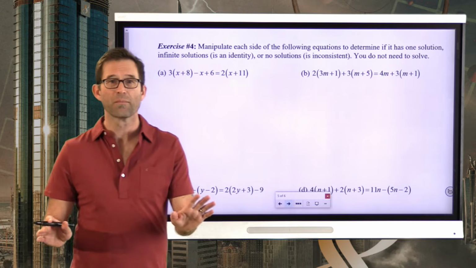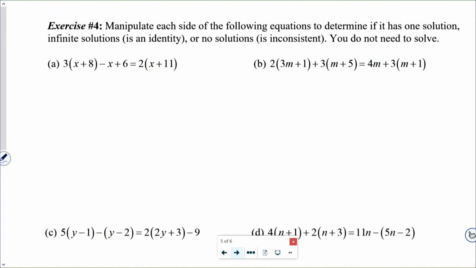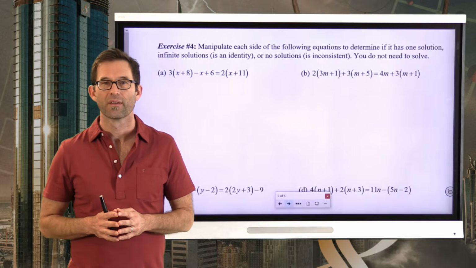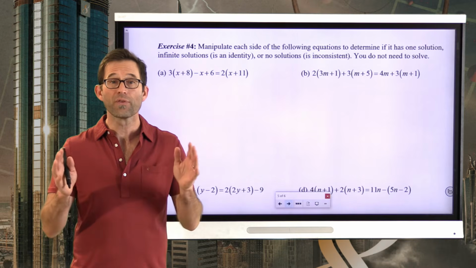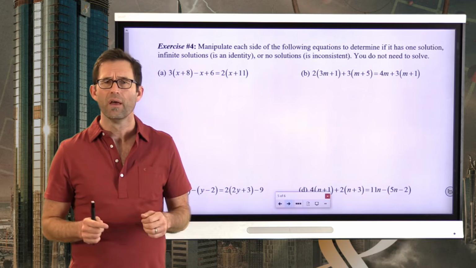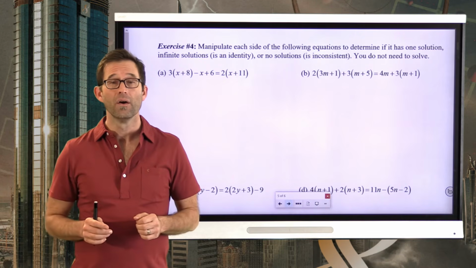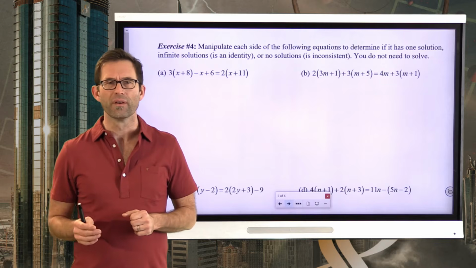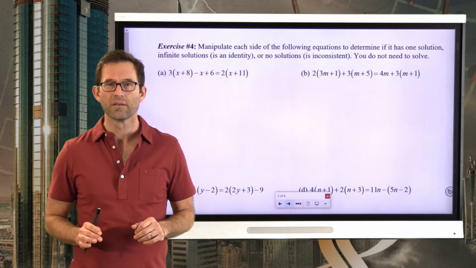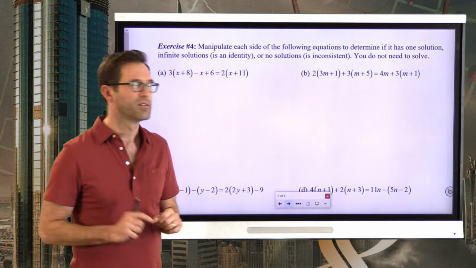All right, exercise number 4. Manipulate each side of the following equations to determine if it has one solution, those are the normal kind, an infinite number of solutions, those are the identities, and no solutions is an inconsistent equation. You do not need to solve. In other words, we're just looking for these red flags, these things where I've got 10x plus 2 equals 10x plus 2. Oh, that's an identity. Or 5 equals 7. Ooh, no, that's inconsistent. Let's work on letter A together.